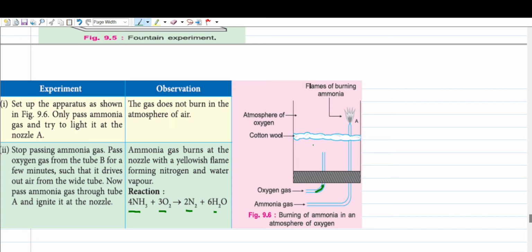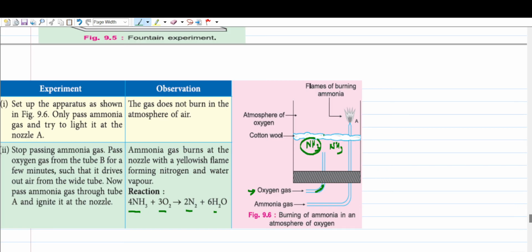After this, there is cotton wool, and then we stop oxygen gas and bubble ammonia gas, until there is enough ammonia gas all over. Now when there is enough ammonia gas, we try to light this nozzle. If there is enough ammonia gas, it is not going to burn. Now we again pass oxygen gas. The moment we pass oxygen gas for a long time, then what happens?